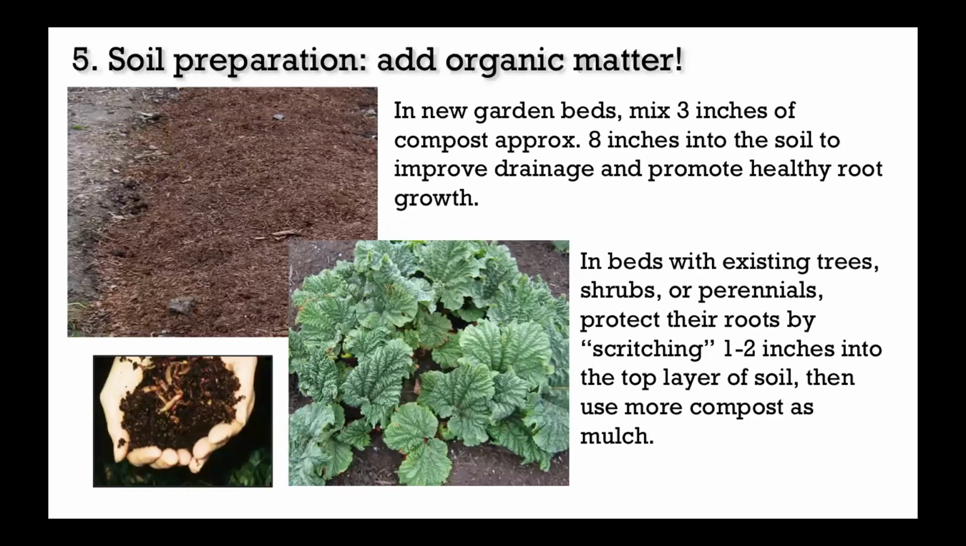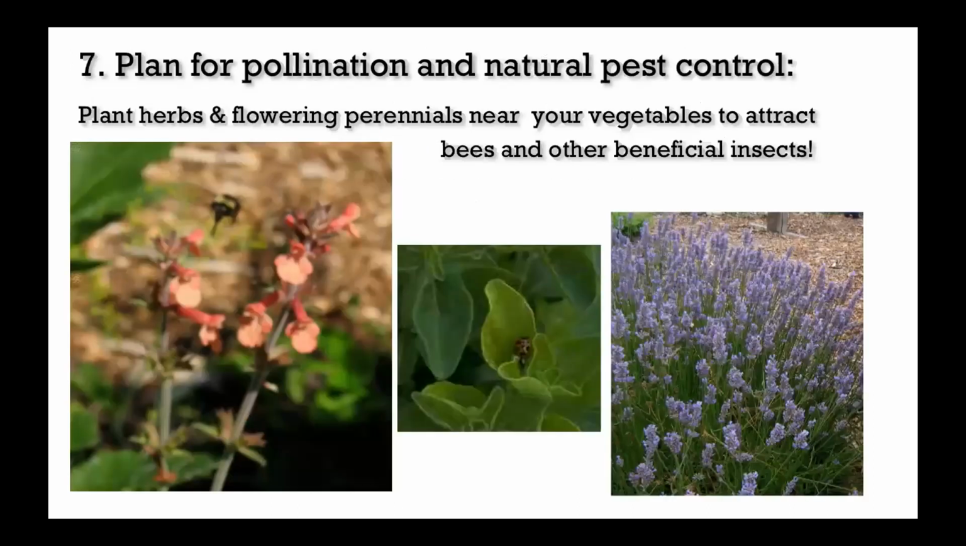And as I said before, organic matter is really important. Food crops need that probably more than any other type of plant. And the same kind of recipe I talked about before: mixing 3 inches of compost into a new bed, or just scritching some into the top layer of soil in an existing bed, and then adding a little more as time goes on.